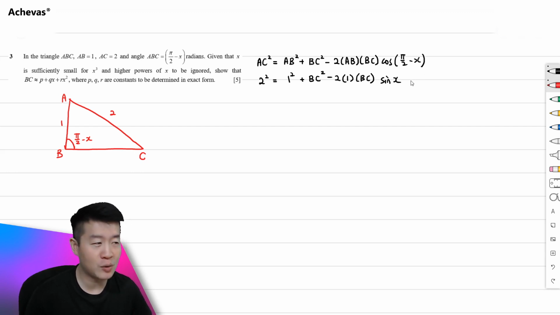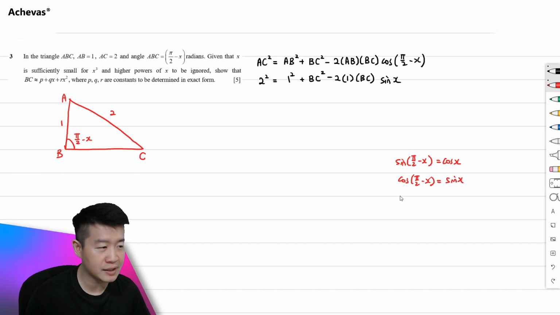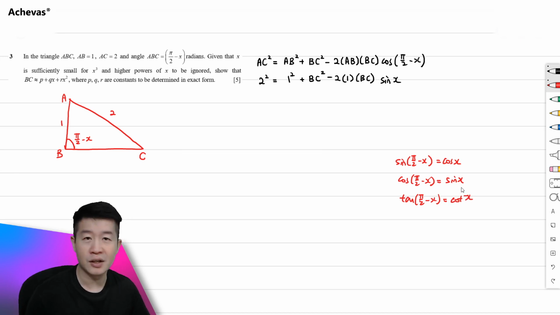Let's not forget about our trigonometric transformation. This is the complementary angle. Sine of pi over 2 minus x is equal to cosine x, from secondary school. Cosine of pi over 2 minus x is equal to sine x. And tangent of pi over 2 minus x is equal to cotangent x. Please make sure that you memorize this. I don't think it is that common in Maclaurin's, but it is probably going to be pretty useful when it comes to complex numbers.